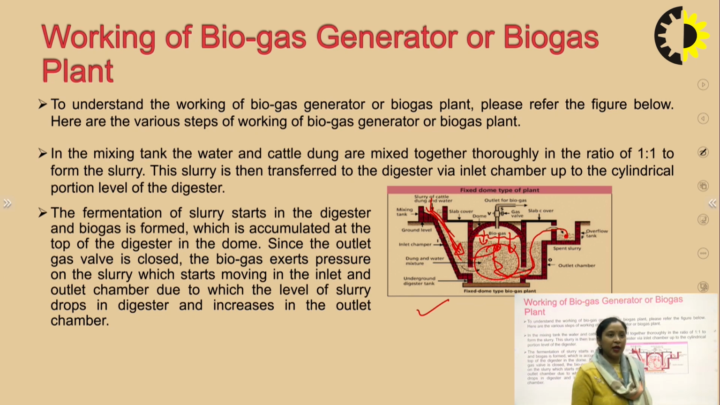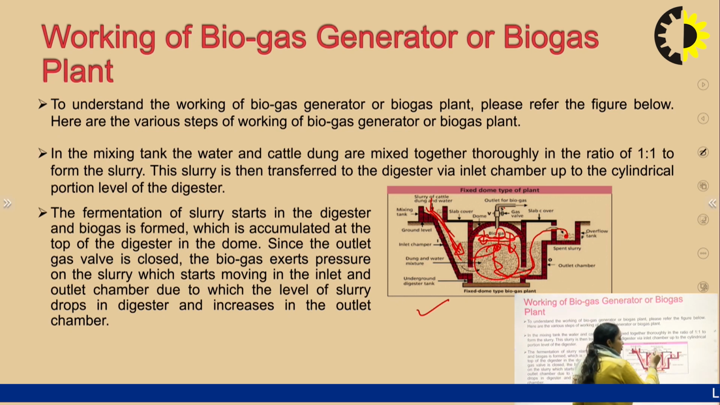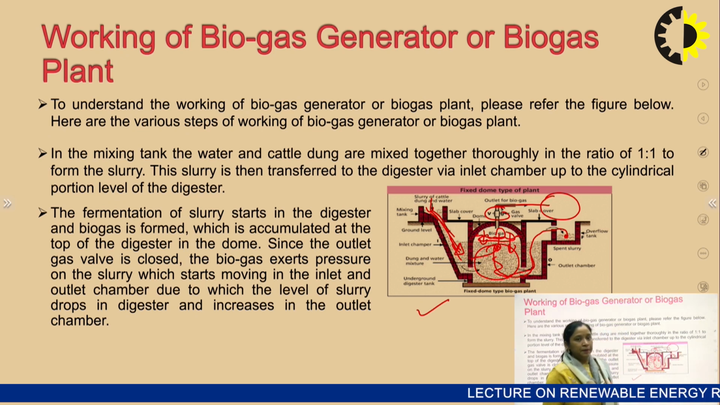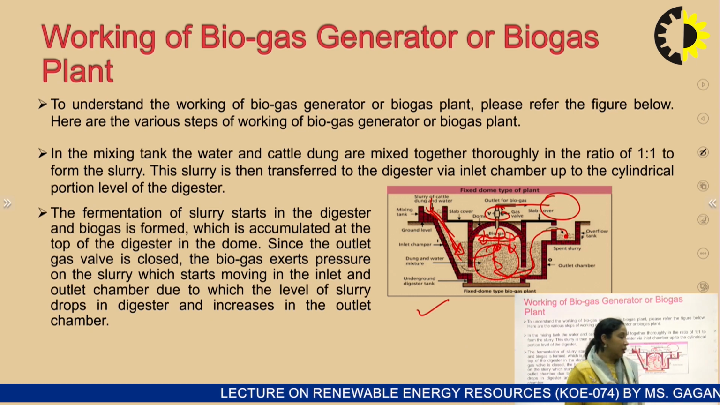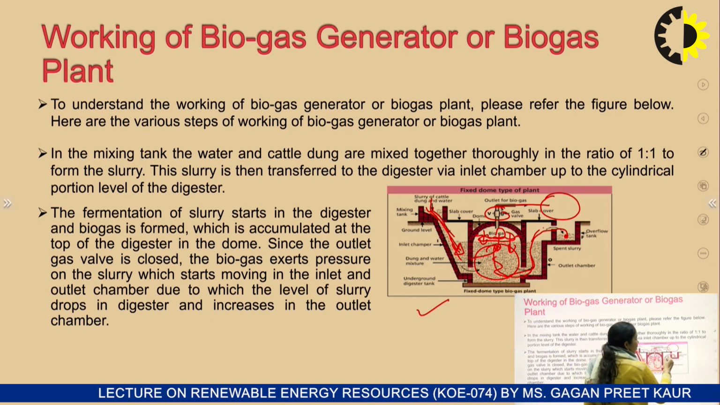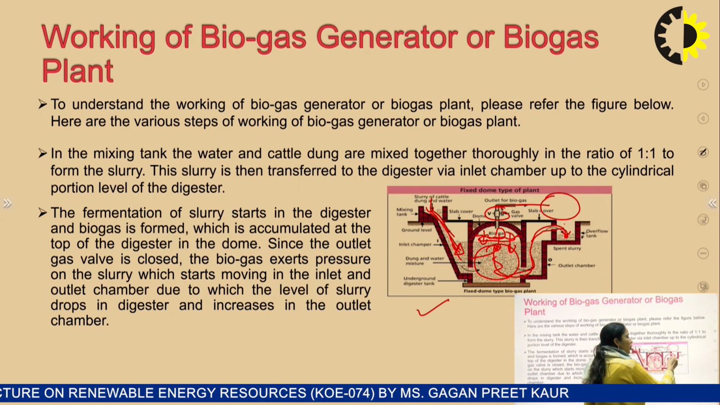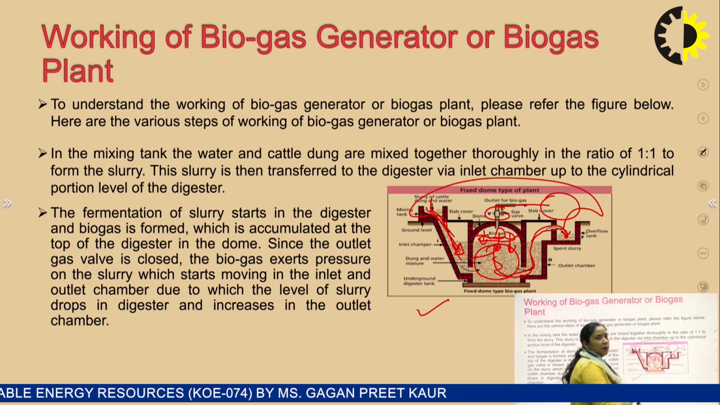In this way, after some time, when there is no scope of compressing the slurry, the gas is released through this valve and collected into the gas chamber. So this is how the biogas plant works. Here, in this overflow tank, the spent slurry is there, and you can use it again and again and keep it over here.